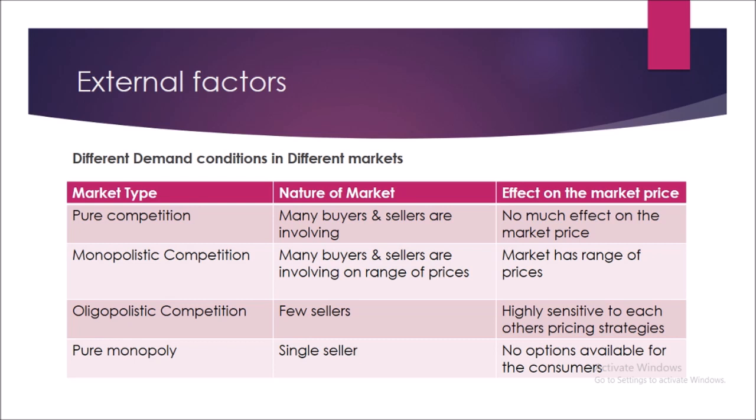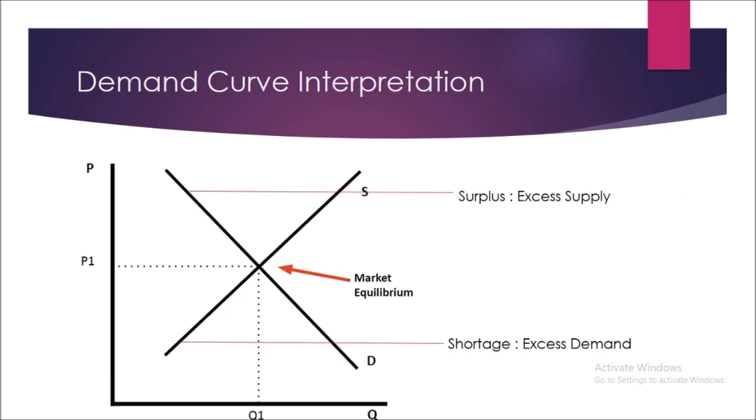Since the consumers don't have any options, they have to go for that particular single seller, right? Okay, so these are the external factors which are affecting the market. And when it comes to demand curve interpretation, this is what I've told you, right?